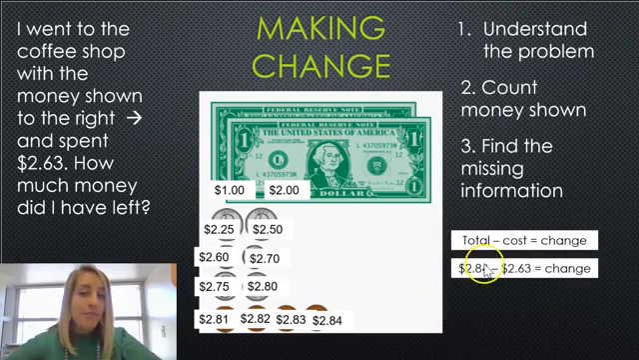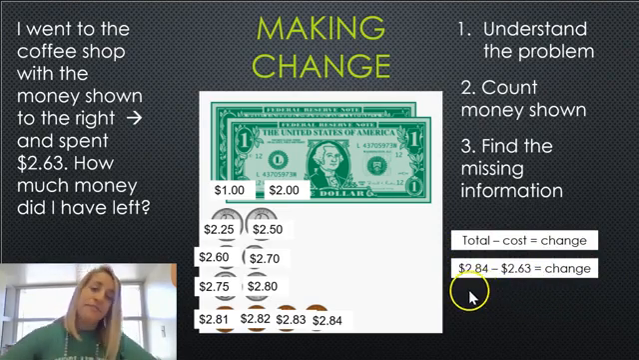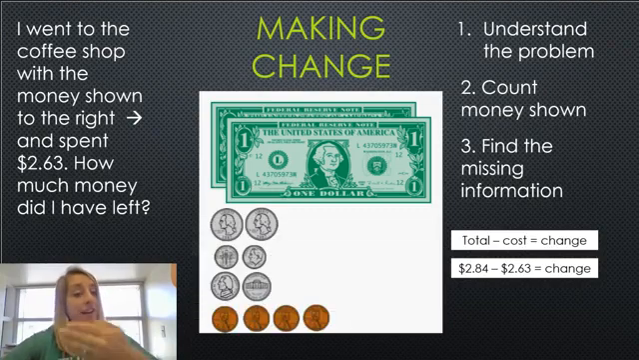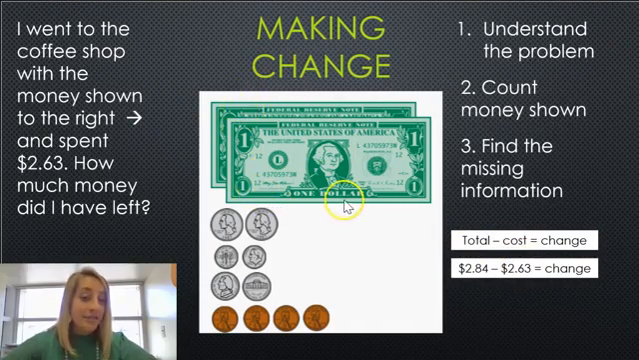So now I know my total is $2.84. I subtract my cost, $2.63, and the answer or the difference will be my change or what I have left. Okay, when I subtract these two, I will know how much money I have left. So one way we can do that is by counting up. So I mean subtracting. So we can subtract the $2.63 right on here by crossing it off.